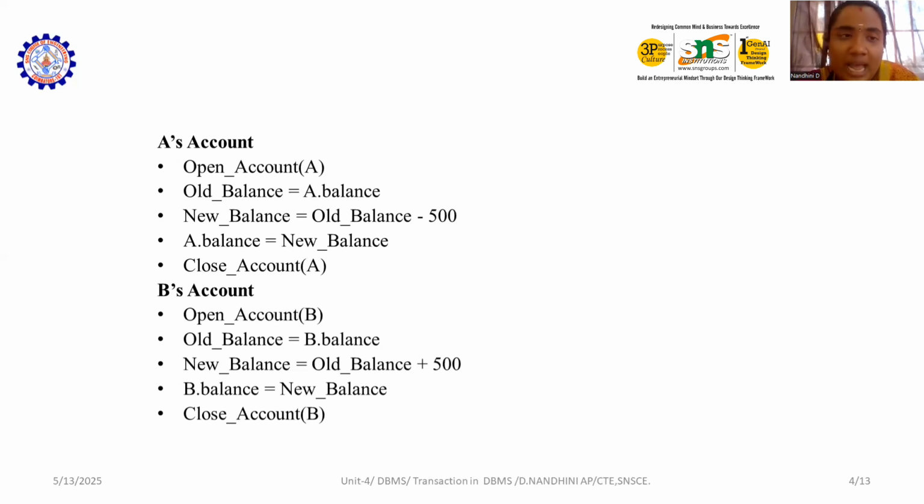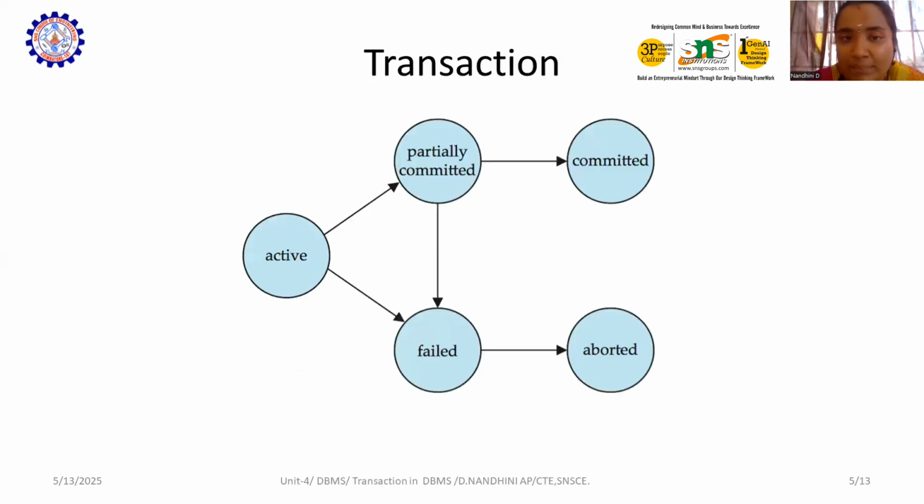An example has been given as account A and account B. In account A, we are opening the account. The old balance is equal to the balance of A, and the new balance is equal to the old balance of 500. This says we are transferring an amount from account A to account B. It gets debited, so the total amount in account A will be reduced by the amount that we required, and in account B it will get transferred. So the total amount of B would get added and the total amount of A will be reduced. So in this transaction we are giving a simple example.